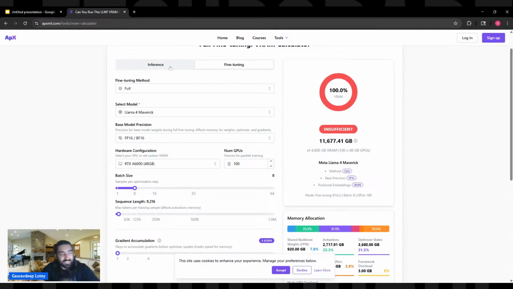I was looking at the inference page. Fine tuning will require 11,000 plus GPUs. Anyway, if we reduce precision, you cannot do it even with 200 GPUs. You will need 300 GPUs or a little bit more than that. So that's the amount of hardware which is needed to even fine tune a model.